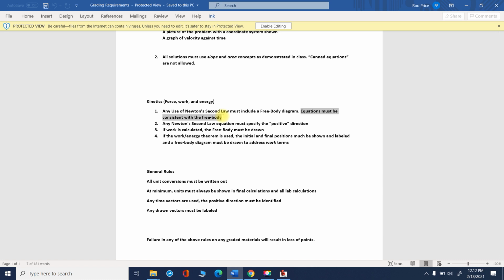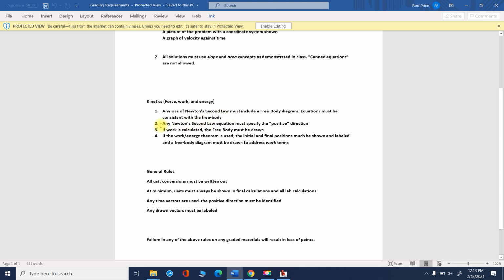The reason I do that is because part of what I'm grading you on is, can you draw a correct free body and then use it to write your Newton's second law equation. So if part one of that is wrong, part two is guaranteed to be wrong. So make sure you draw a free body and then make sure your equations come from the free body.